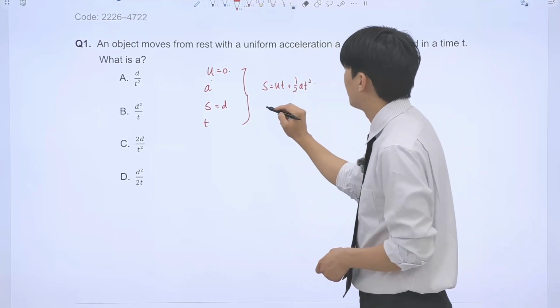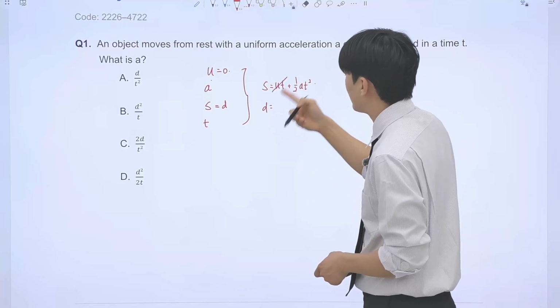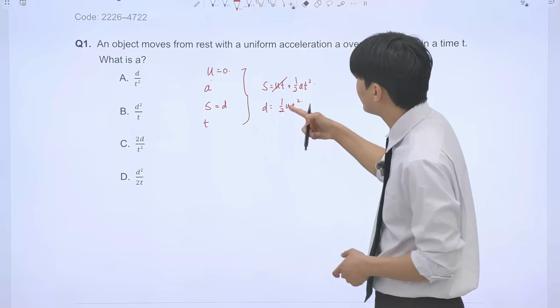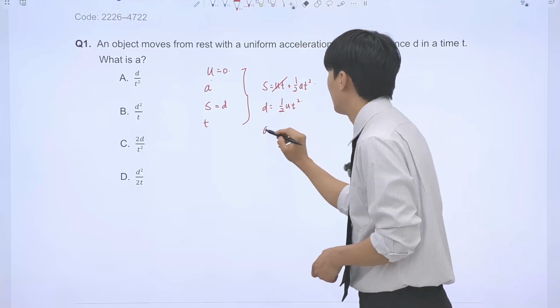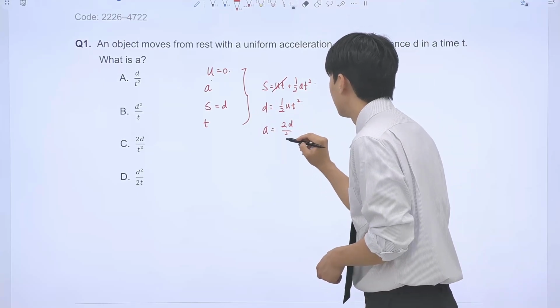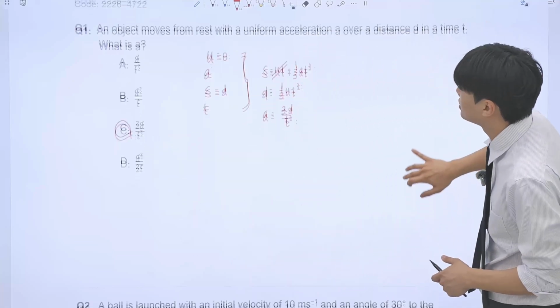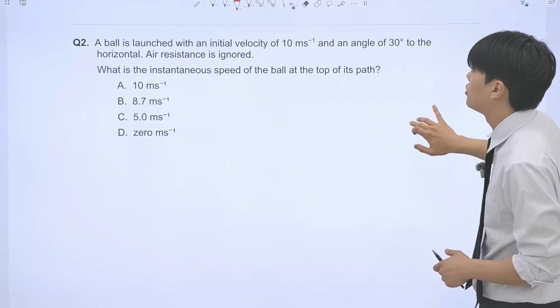Instead of s, we have d, and u is 0, so that cancels out. That's half times a t squared. Half goes that way, and t squared goes that way. So a equals 2d over t squared, which in that case is C. That's an easy one, right? So let's go into the next question.